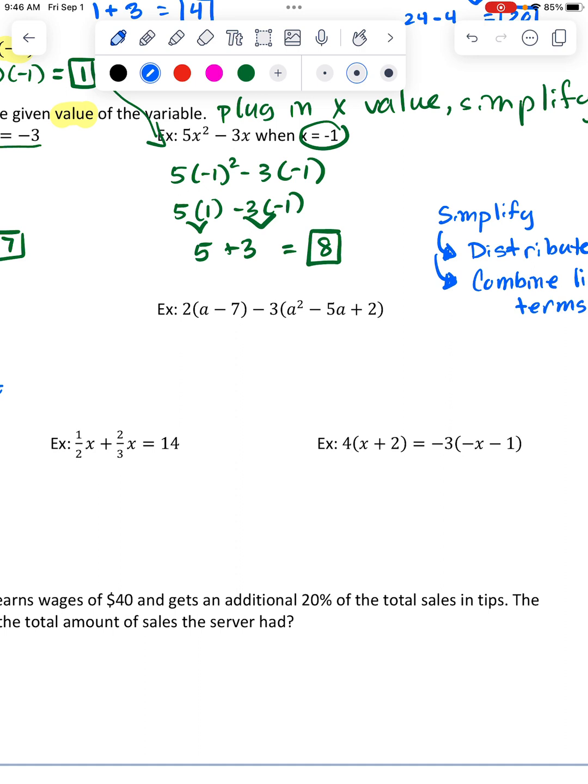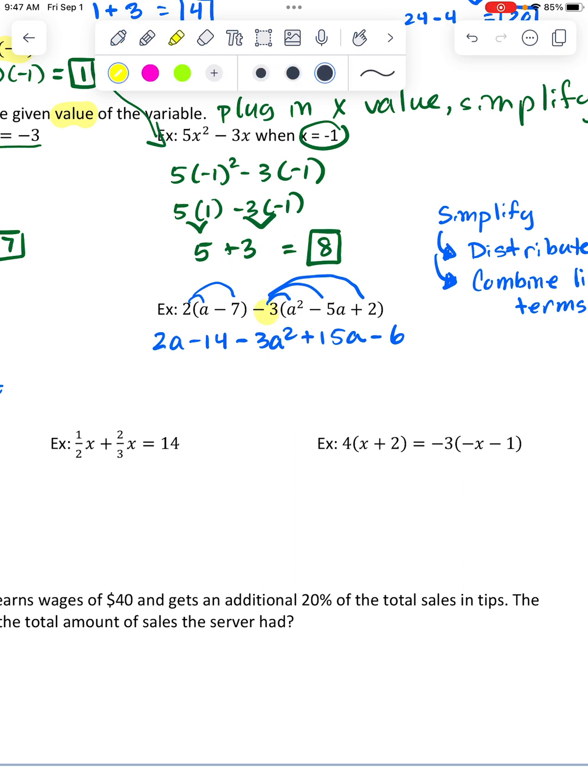In the second example, I have a 2 chilling out in front of these parentheses, so I'll need to distribute that. Most people are pretty good at that. Here's where it gets a little dicey, and it stays dicey. I struggle with this at all levels of math. You are distributing a -3. So -3 times a squared, but here -3 times -5 turns into a positive 15a. And then -3 times a positive 2 turns into -6. So you really want to slow down and pay attention as you get to those with a negative out in front of parentheses like here.